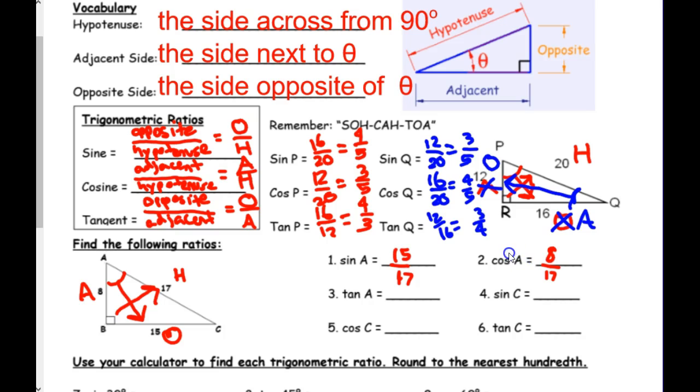All right, you might want to do number 3, tangent, right? Yep, you do. So tangent stands for what? Toa. What over what? Well, here it is. Look, tangent is what over what? Look right here. Okay, but do you see it right here? Tangent equals O over A. So what's O? What's A? So 15 over 8. Cool.